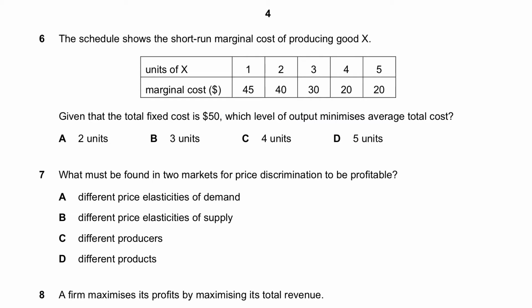In question number 6, they say the schedule shows the short run marginal cost of producing good X, and they give us different units. They provide us marginal cost, and they also say that the total fixed cost is 50. Which level of output minimizes average total cost? So the first thing I'm going to do is put a 0 here. For 0, my total cost is only the fixed cost, which is 50. And then for the first unit, the marginal cost is 45, which is the cost of making one extra unit, which means 50 plus 45 or 95 is my total cost of making the first unit.